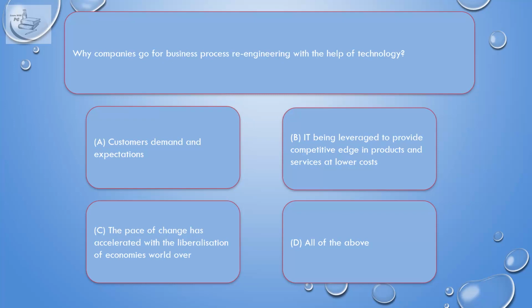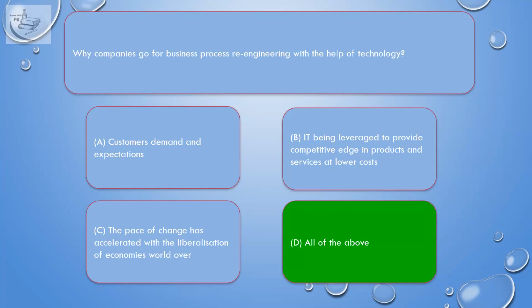Question: why companies go for business process re-engineering with the help of technology? A. Customers' demand and expectations. B. IT being leveraged to provide competitive edge in products and services at lower costs. C. The pace of change has accelerated with the liberalization of economies the world over. D. All of the above. Correct answer is D. All of the above.